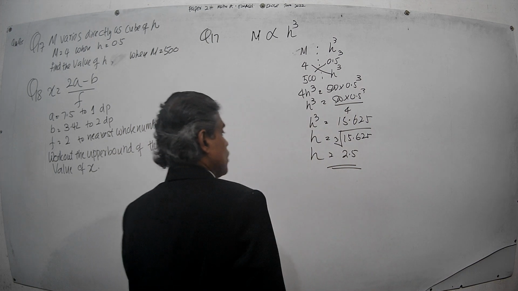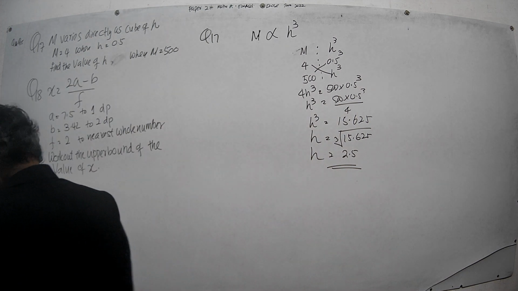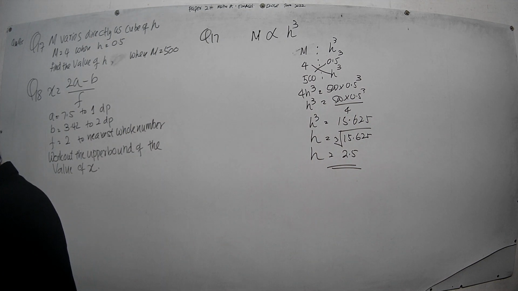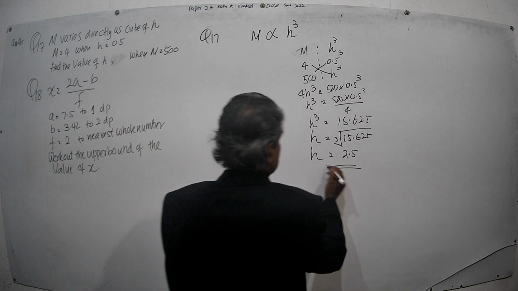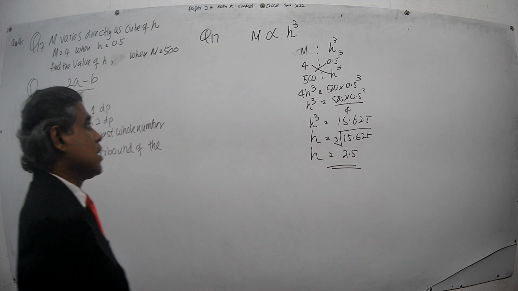You multiply 2.5 to the power 3 and get 15.625, correct. This is the answer, the h value.